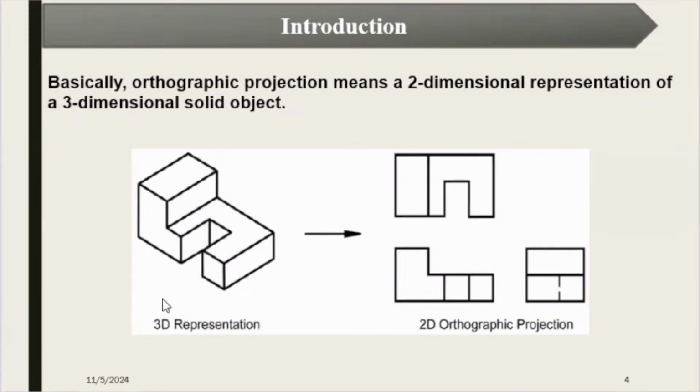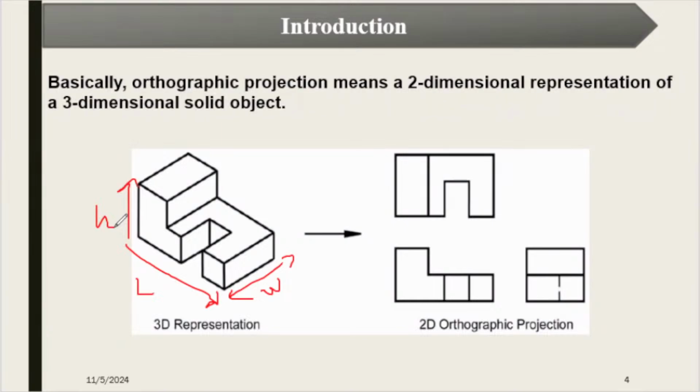So here you can see that there is a 3D block, right? So normally when we draw a 3D representation, we show all the three sides, right? So this is the length, L. This is the width. And this is the height.